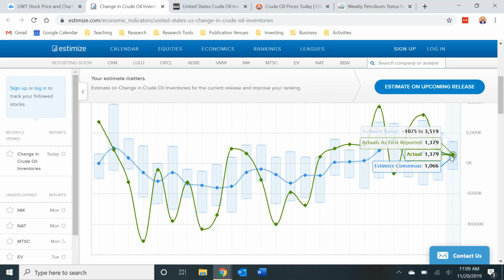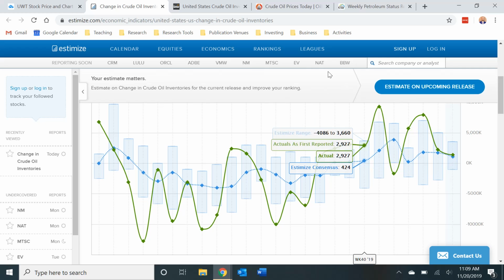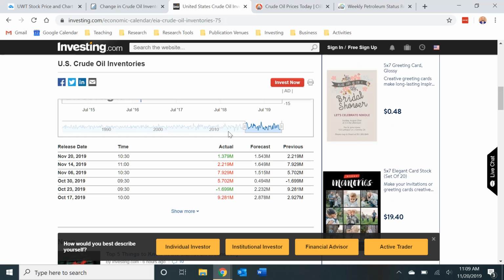Okay, so once you've looked here and seen what the user prediction is, a 1,000 million barrel inventory build, there's another tool that you can look at. Remember, that's a user submitted number. This is what the actual analysts are thinking. Investing.com has their economic calendar. They've got a section on EIA crude oil inventories that gives you the analyst forecast for the following week. They haven't posted their forecast for next week yet, but this gives you the forecast for this week, which was 1.5 million barrels.